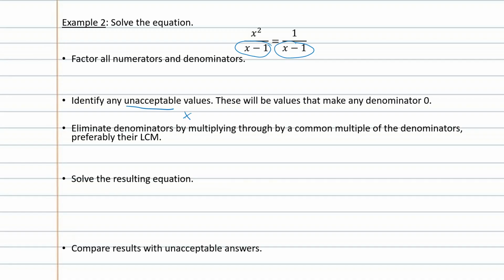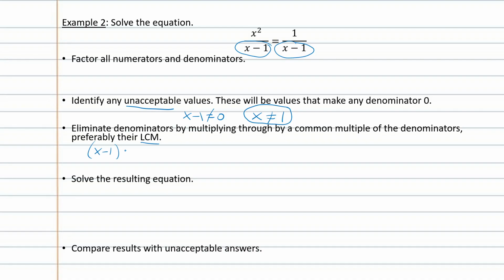So it would be unacceptable for x minus 1 to equal 0 in this case. So it can't equal 0, which means that x cannot be equal to 1. That is my only unacceptable value here. Now, following what we would do, we would multiply by our least common multiple of the denominator. In this case, that's x minus 1.